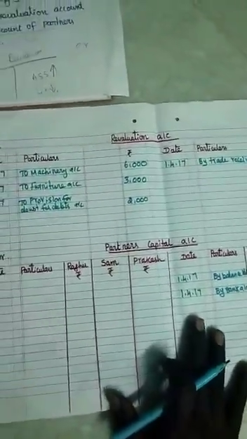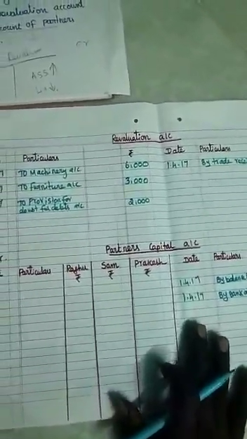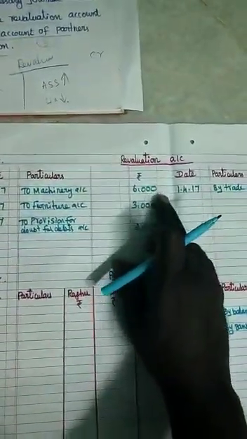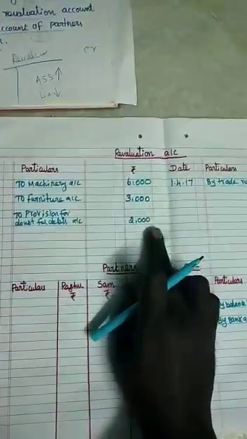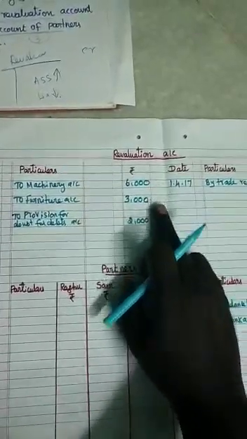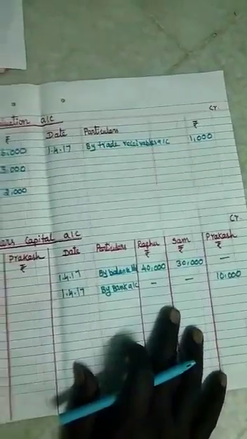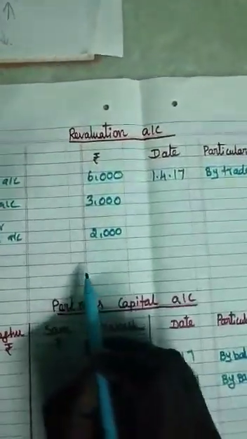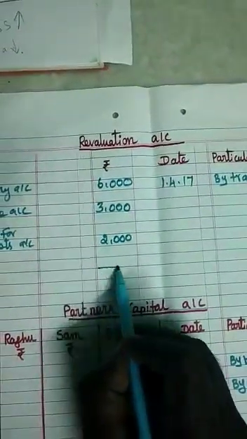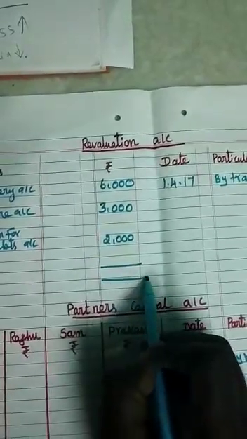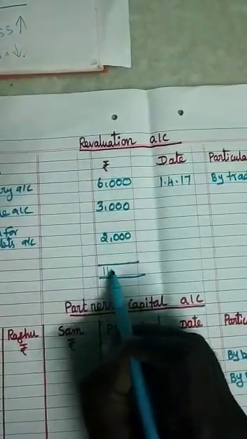Now we are going to balance the revaluation account. On the debit side of the revaluation account you have 6,000 plus 3,000 plus 2,000, that is 11,000. On the credit side you have only 1,000 rupees. So the maximum amount is on the debit side, and the revaluation account shows a debit balance of rupees 11,000.